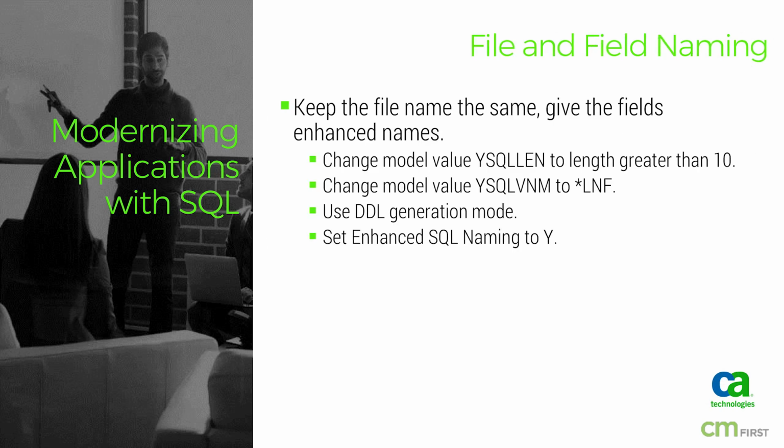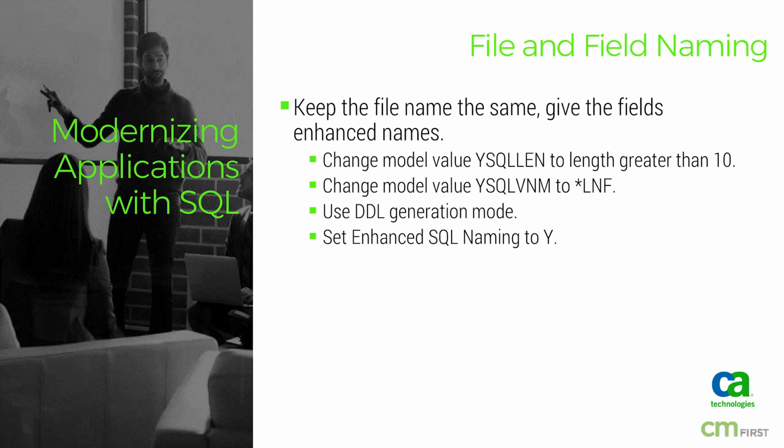So keeping the field names the same and giving the enhanced field names, we've got a couple of model options we have to change, and then we're actually able to go ahead and make this feature work. The biggest one is changing the length of the SQL name. The default is 10. We like to go with 25 since that's the size of everything in the model. We change the SQL naming to long name fields.